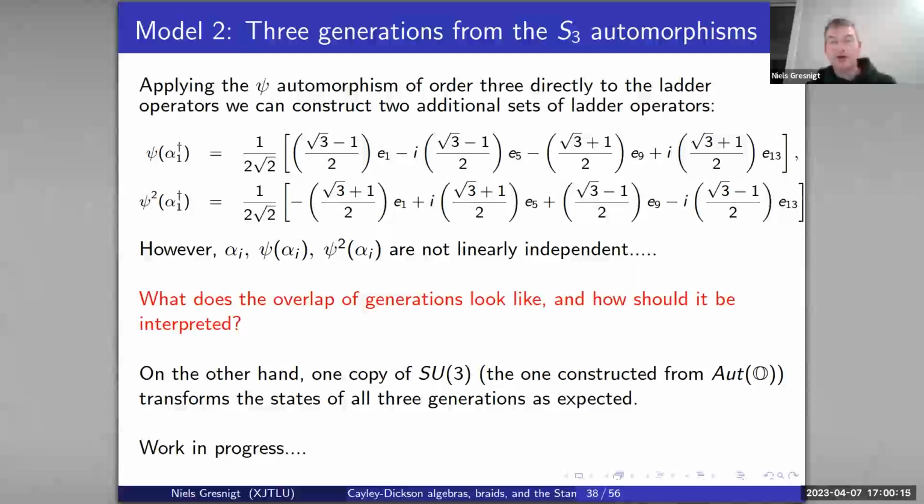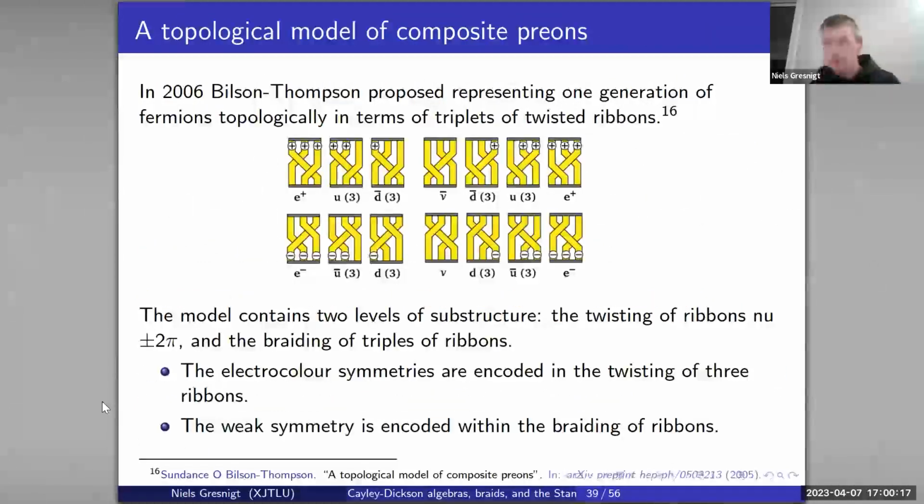Now I want to switch topics somewhat and look at something completely different that I worked on a few years ago, and that's on a topological representation of fermions. So I actually came across this paper by Sundance that he wrote in 2006, before I came across all this really interesting division algebraic stuff that Nicole Furey and Geoffrey Dixon and others have been working on.